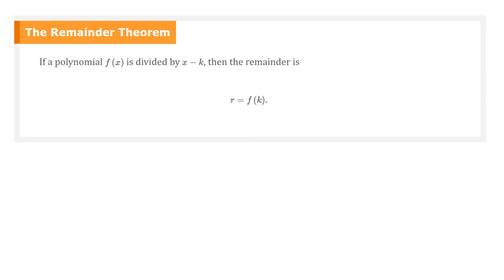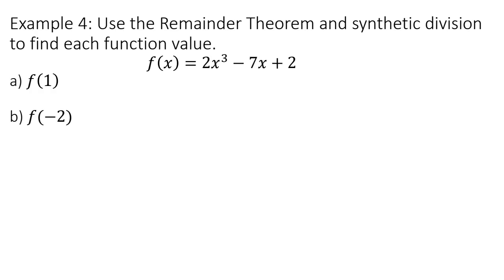All right, so let's talk about the remainder theorem. If we're given a polynomial f of x, which is divided by x minus k, then the remainder is given by this formula. If I put my k back into my function, it's going to give me the remainder that I was finding when I was doing the synthetic division or my long division. So let's go ahead and practice some of this. Let's use the remainder theorem and synthetic division to find each of these values.